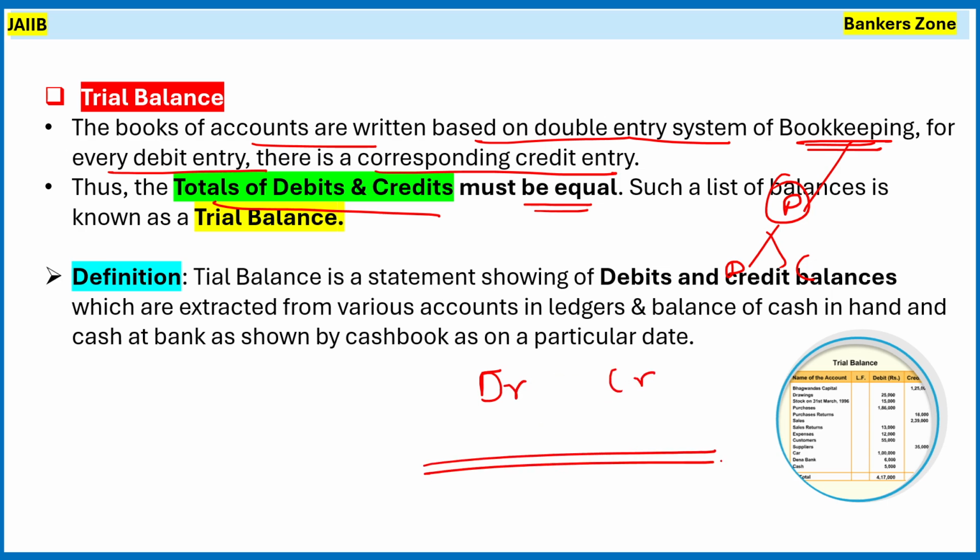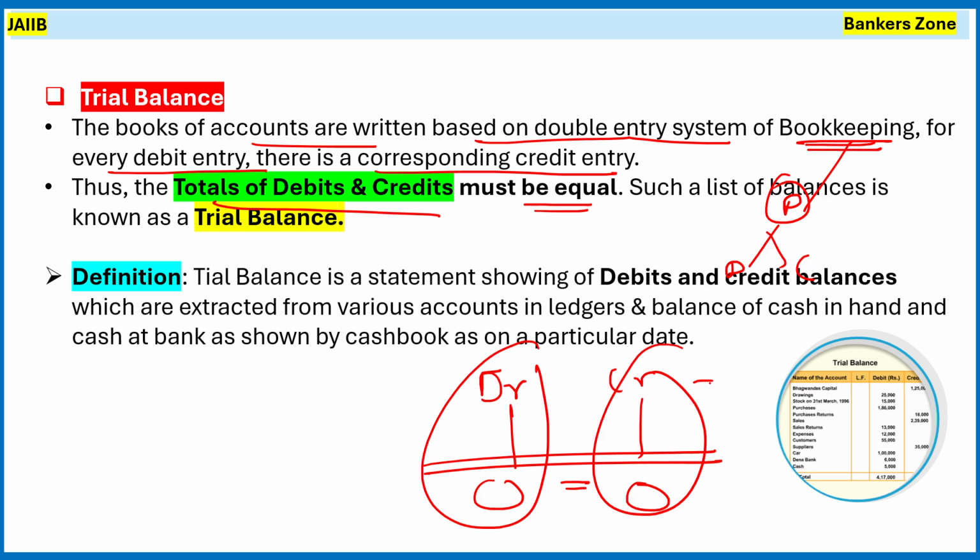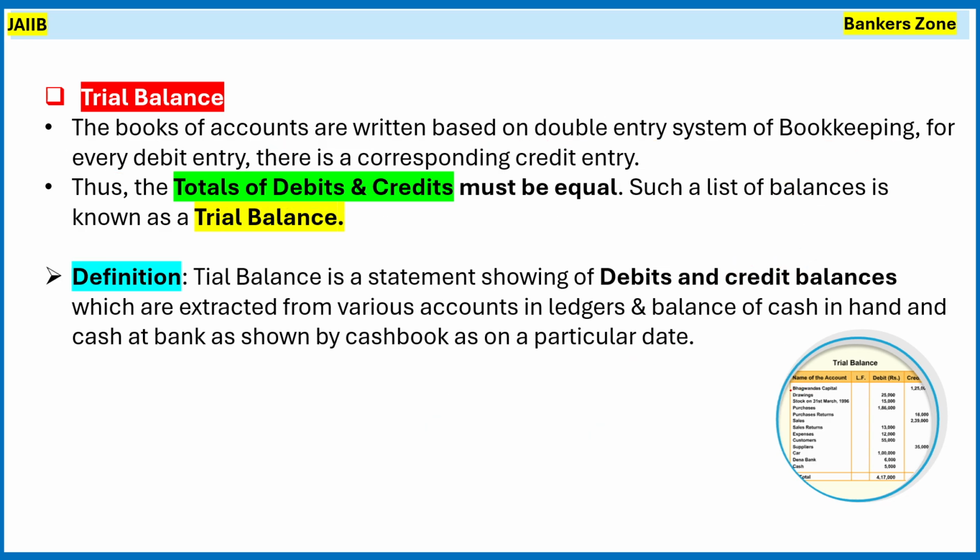So whatever total of a debit and a credit, that must be equal, right? So we can say such a list of balances, total debit and the total credit, is nothing but the trial balance. Okay, now see the definition.